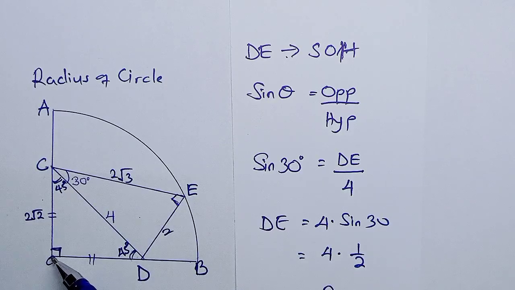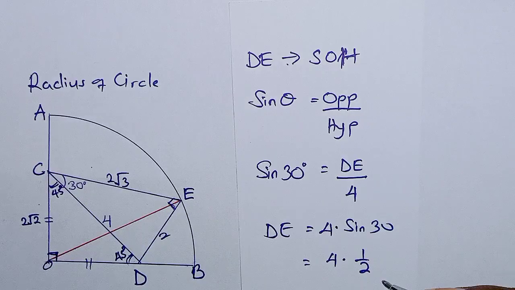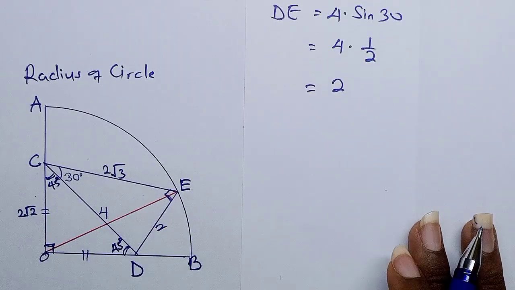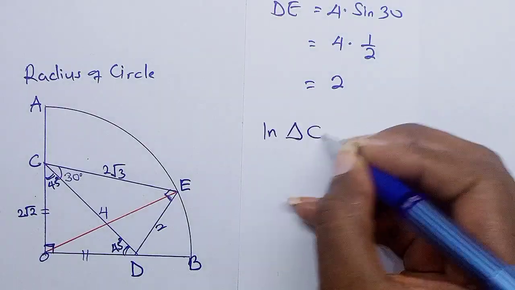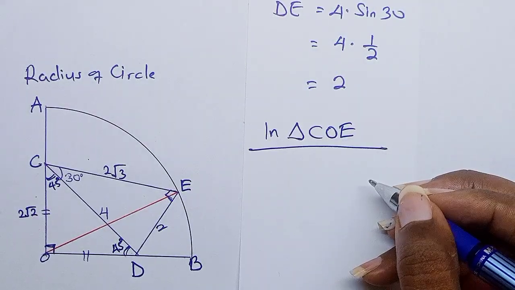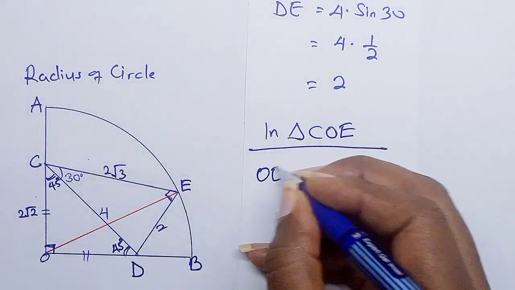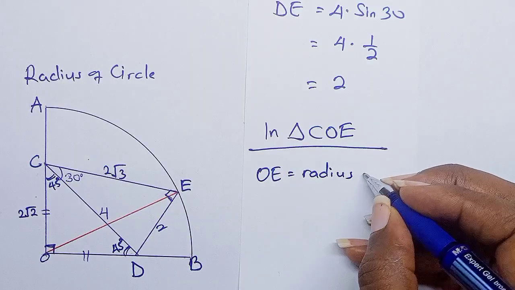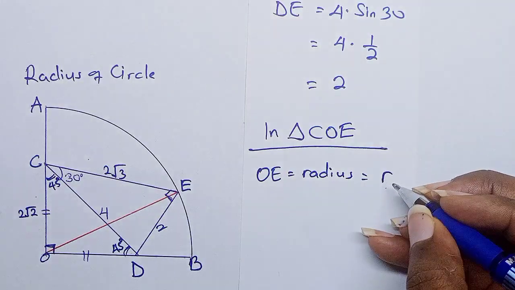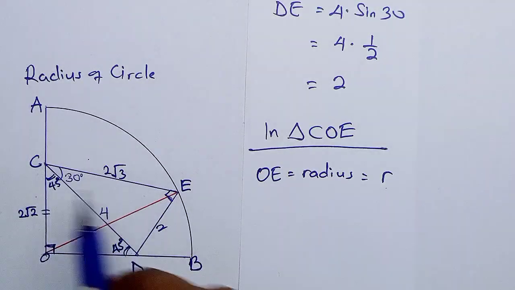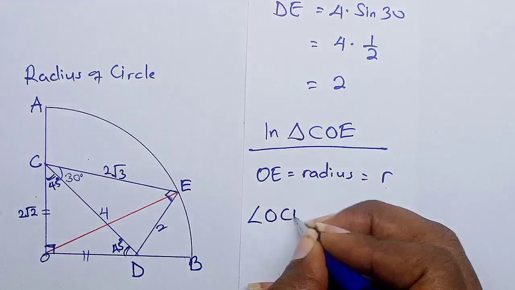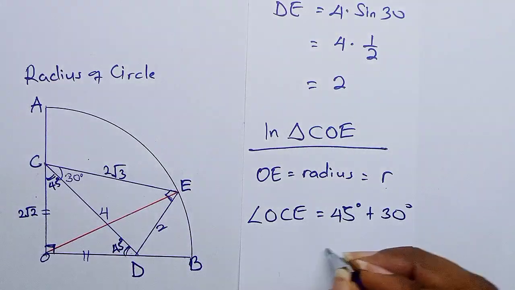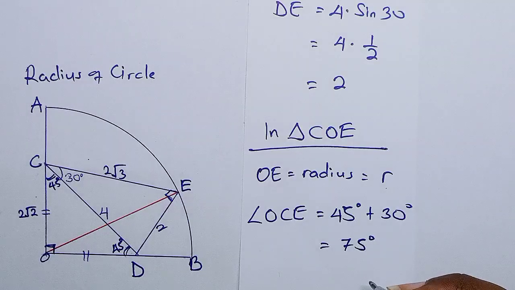Now let's draw a line to join point O to point E. Just like this. Now let us focus on triangle COE. In triangle COE, we realize that OE is the radius of the quarter circle, which, let's call it R. And this angle OCE, this whole angle, is equal to 45 degrees plus 30 degrees, which is equal to 75 degrees.